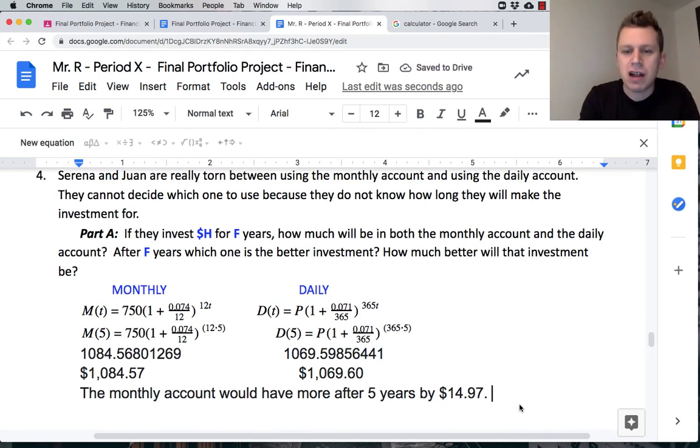No, $14 is not a lot of money, $14, $15 after 5 years. But it is more money. So if you did have an option, clearly you're sitting at the bank, they say, which option would you like? You're clearly going to take the one where you make another $15.